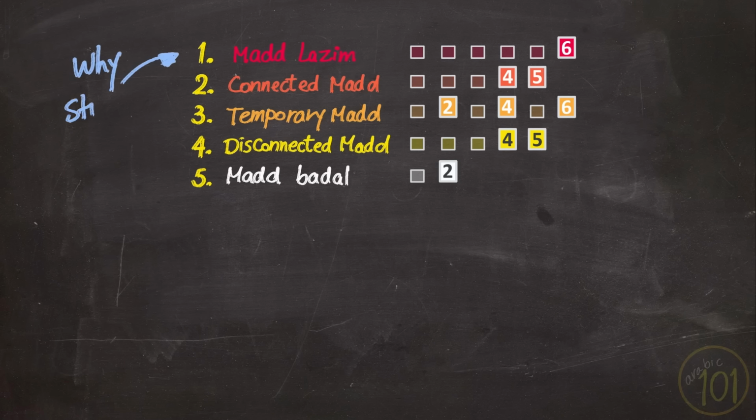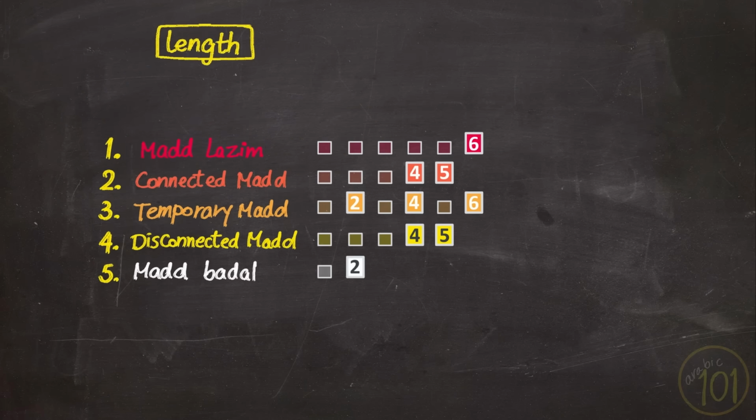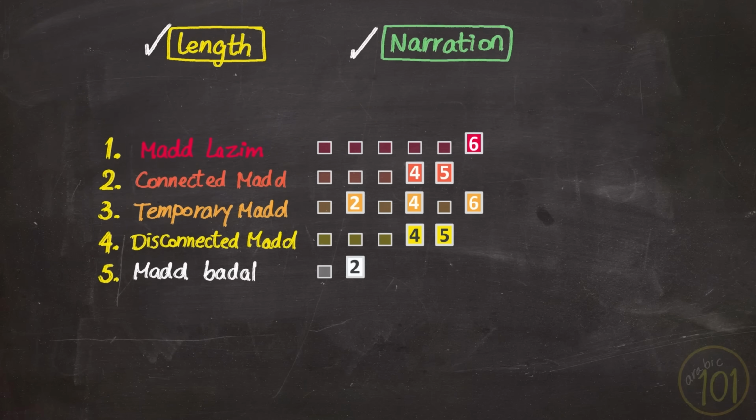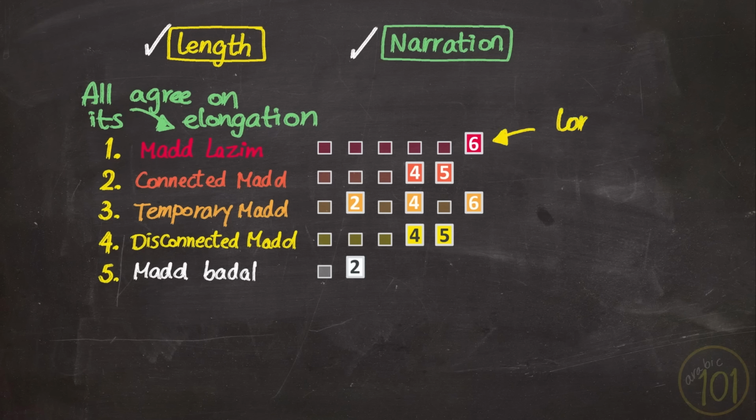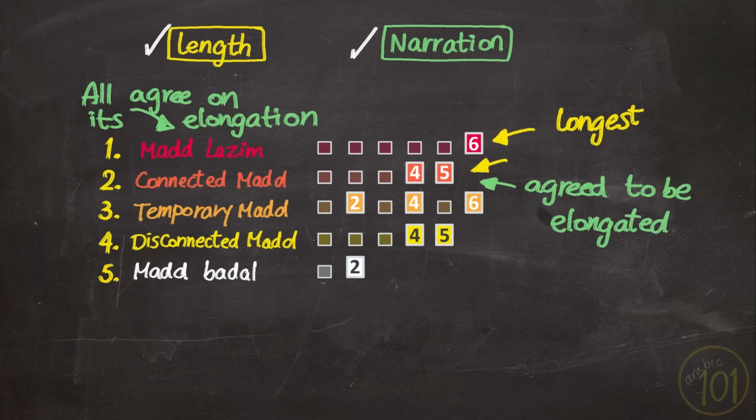But then, on what basis was this hierarchy made? What makes one type of med stronger than another? Well, first, it is based on their length, but also the riwayah. For example, every single riwayah and tariq agree on the fact that med al-lazim is elongated for 6 counts, the longest, and so it is the strongest. But connected med is narrated as 4 and also 5, and it is unanimously narrated as an elongated type of med, and so on. So each type of med has its strength based on its length and the riwayah.